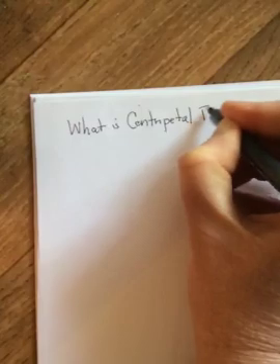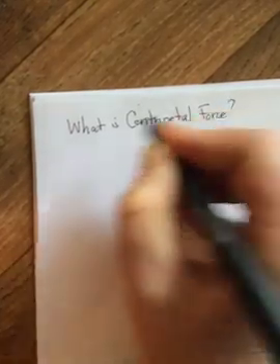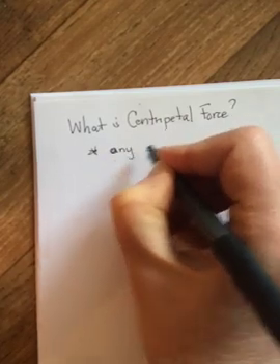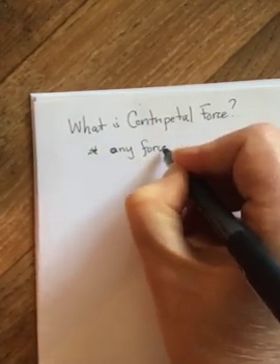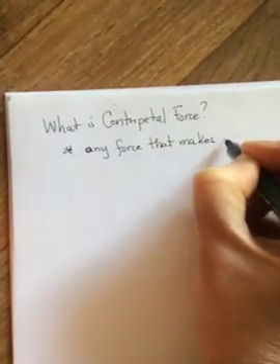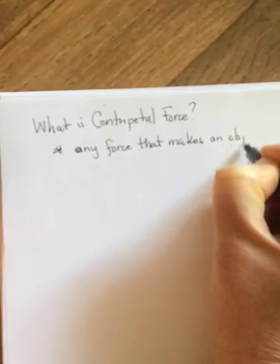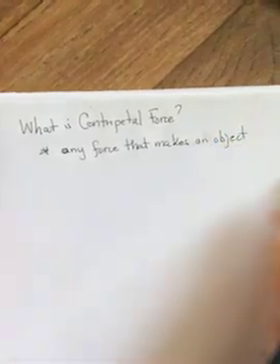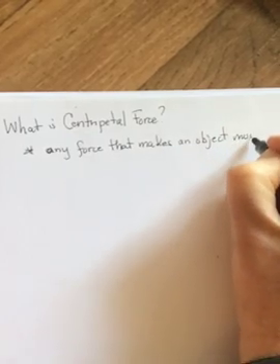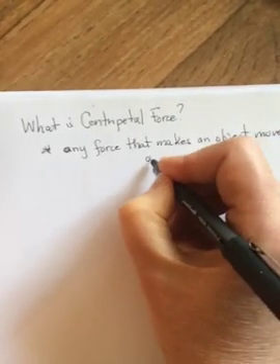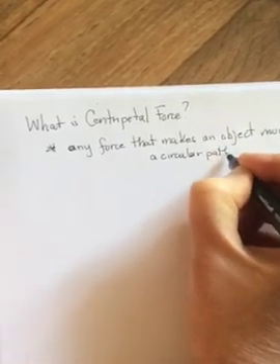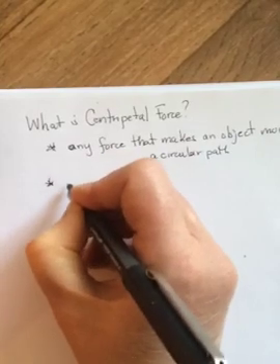So what is centripetal force? Okay, so the first one is any force that makes an object move in a circle. In other words, every scenario, what's supplying the centripetal force will be different. Makes an object move in, I'm going to say a circular path maybe, because it doesn't have to be a full circle.